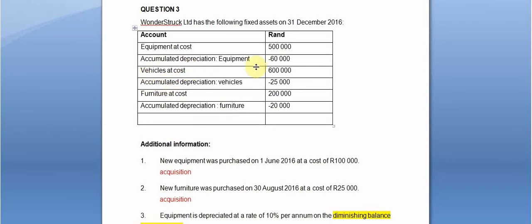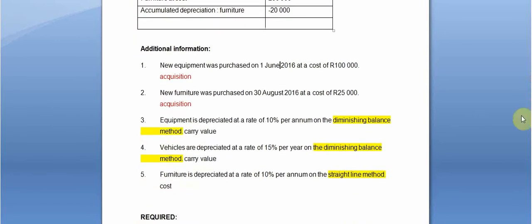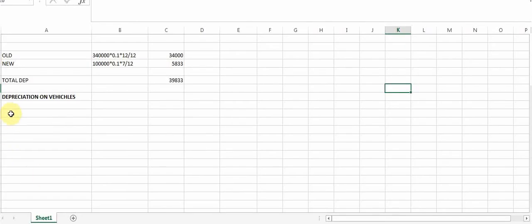Right, let's see again. What do they say about vehicles in this question? They tell me that the vehicles at cost is 600,000, accumulated depreciation on the vehicles 25,000 Rand. Then if I go to additional information, I don't see that they've purchased a new vehicle. Number 1 says there's new equipment. Number 2 says there's new furniture. So no new vehicles were purchased, and they simply tell me it's on diminishing balance method that I have to calculate my depreciation at a rate of 15%. So I'm simply going to say no acquisitions. This is an easy one.